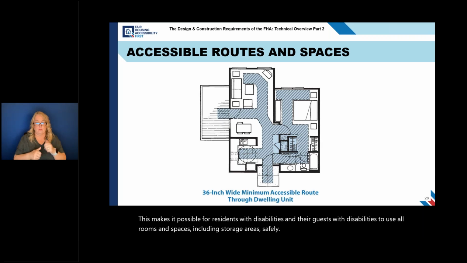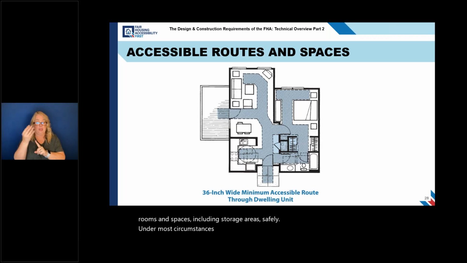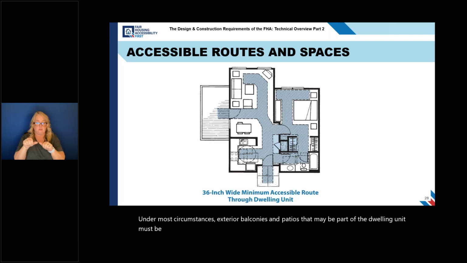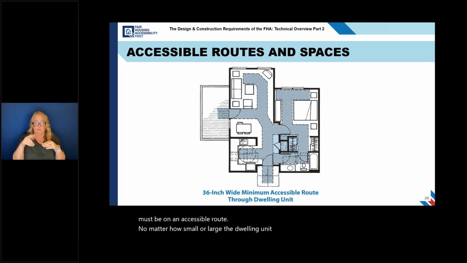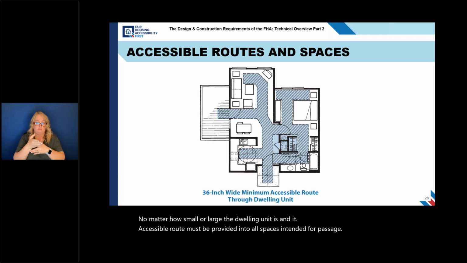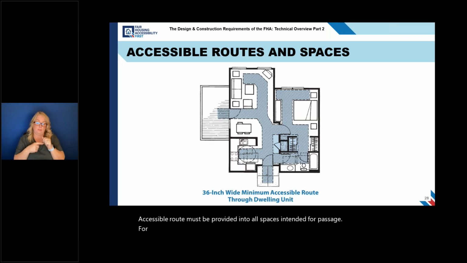Under most circumstances, exterior balconies and patios that may be part of the dwelling unit must be on an accessible route. No matter how small or large the dwelling unit is, an accessible route must be provided into all spaces intended for passage. For instance, the primary entrance porch, kitchen, bathroom, walk-in closets, pantry, and hallways.